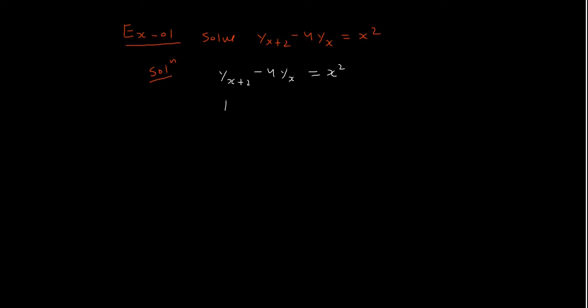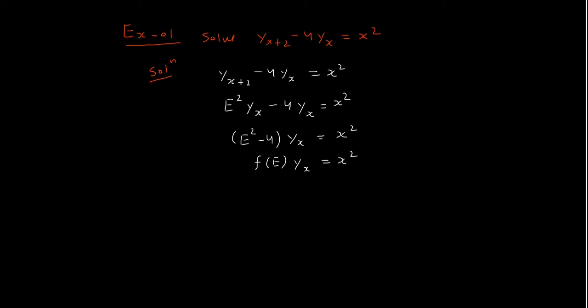Then E^2 y_x - 4y_x = x^2. After simplification of this expression, this becomes (E^2 - 4) y_x = x^2. If we compare with the standard form, the general form, f(E) y_x = x^2.